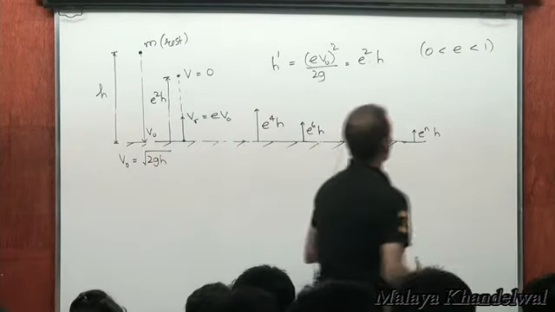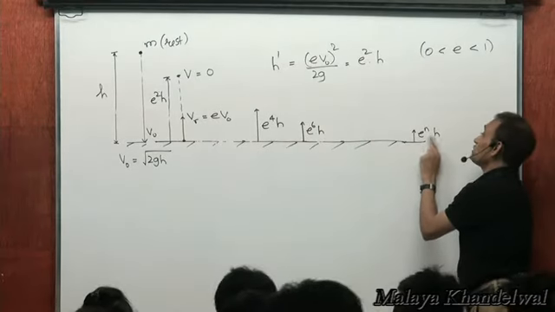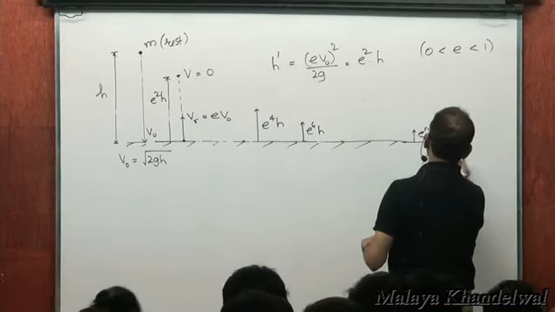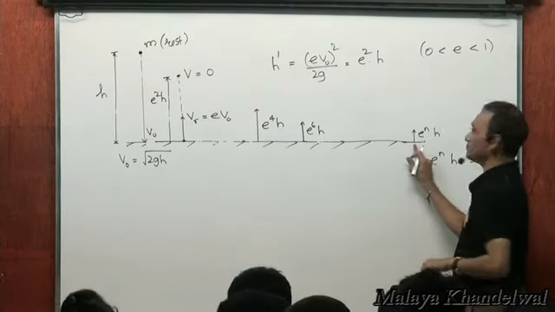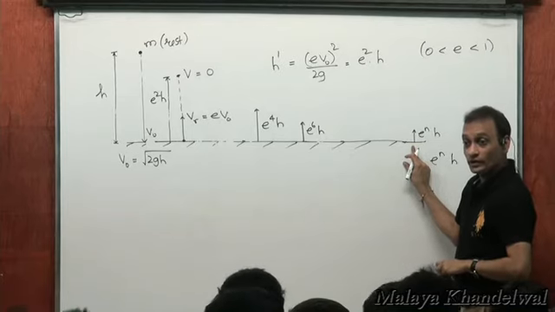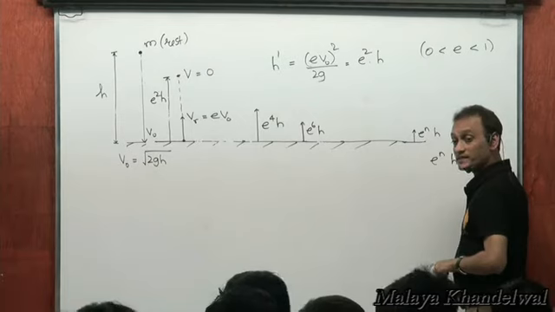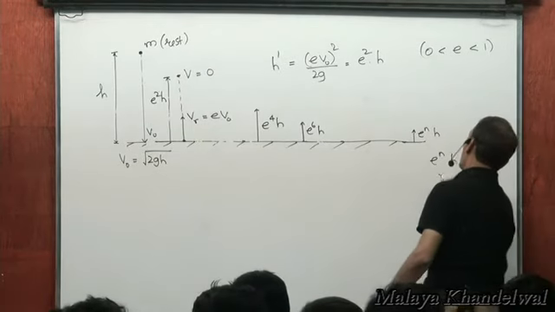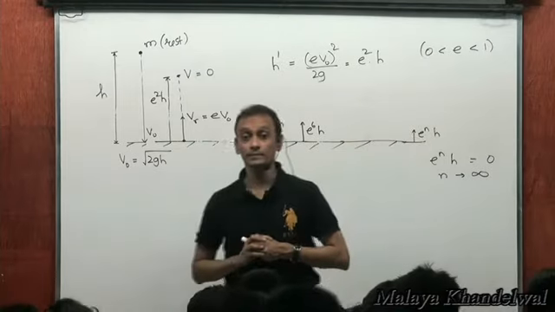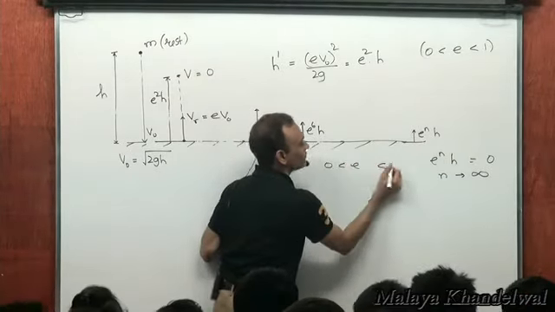Now, eventually it has to settle on the ground after a while. That means this e power nh has to become 0 if it has to finally settle on the ground. After a certain number of times, if it has to settle on the ground, then the height to which it rises after that time must be 0. Now this can be 0 only if n is very large, n is infinity. Because see, e is a number that lies between 0 and 1.